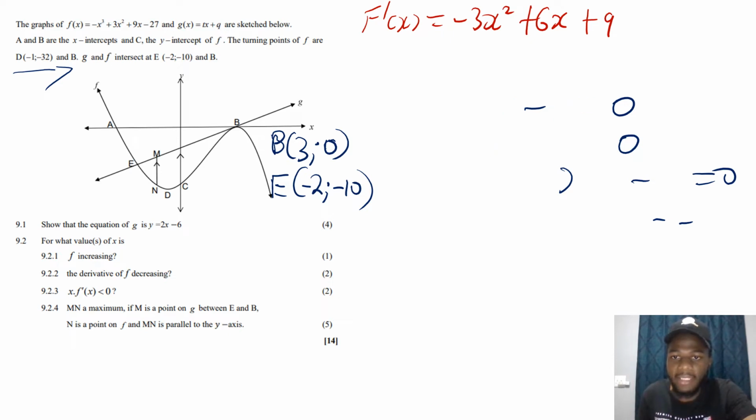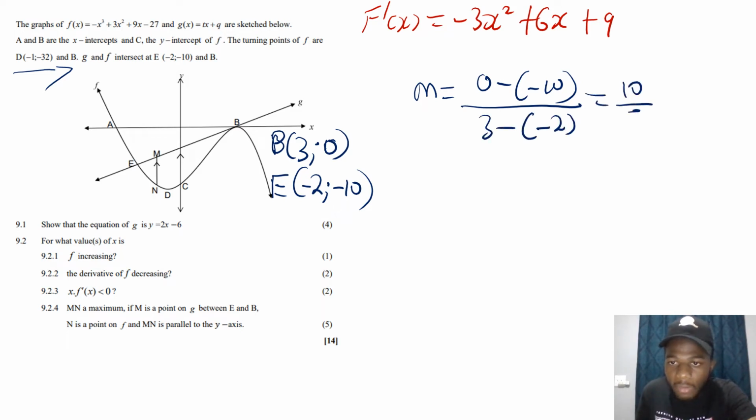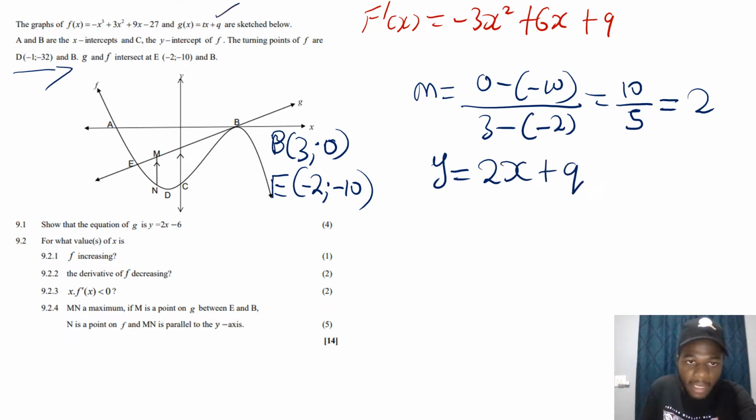Let's start by finding the gradient. Let's start with the gradient first. The gradient is going to be 0 minus -10 over 3 minus -2, which is the same as 10 over 5, which is equal to 2. So far we are having y equals 2x plus c, or plus q, because they have given us q.